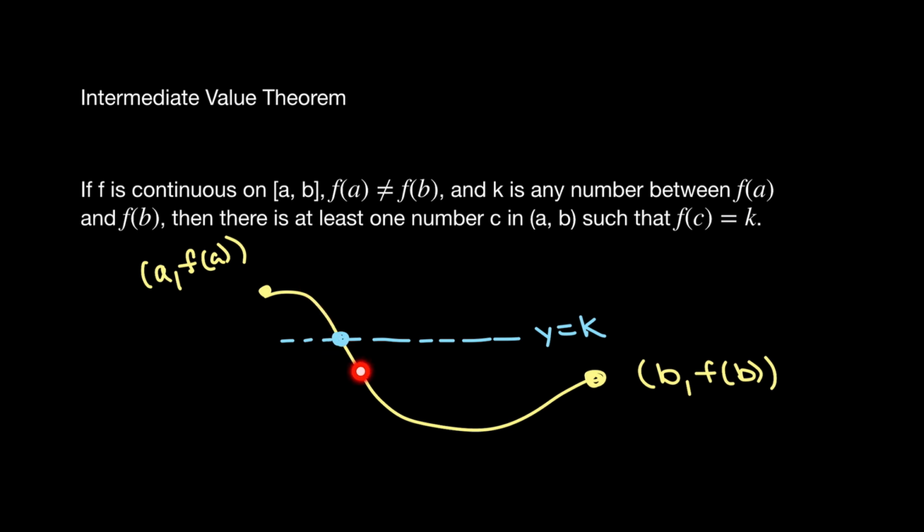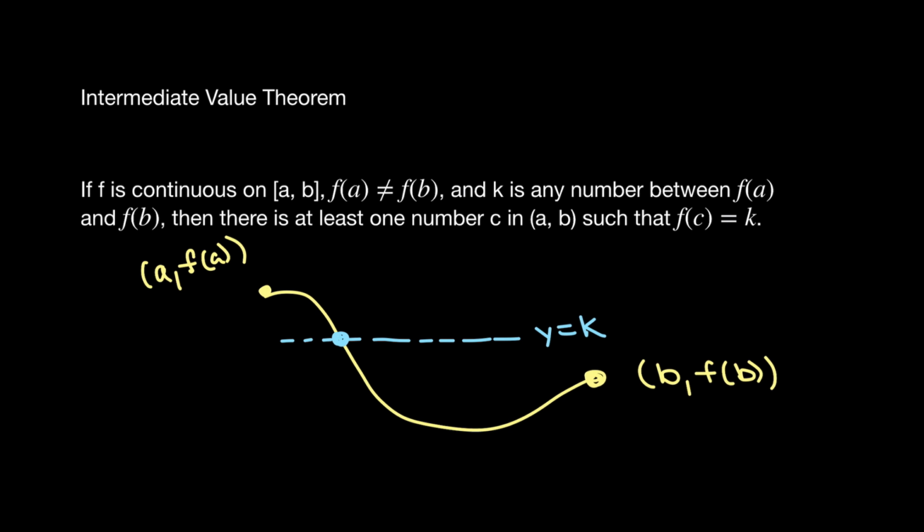So if we have a continuous function, that's what I have drawn in yellow, on a closed interval [a, b], such that f of a does not equal f of b. So I have two endpoints, and the y values of my two endpoints are different. And if k, y equals k, is any number between f of a and f of b, then there has to be at least one place where the function takes on that y value.